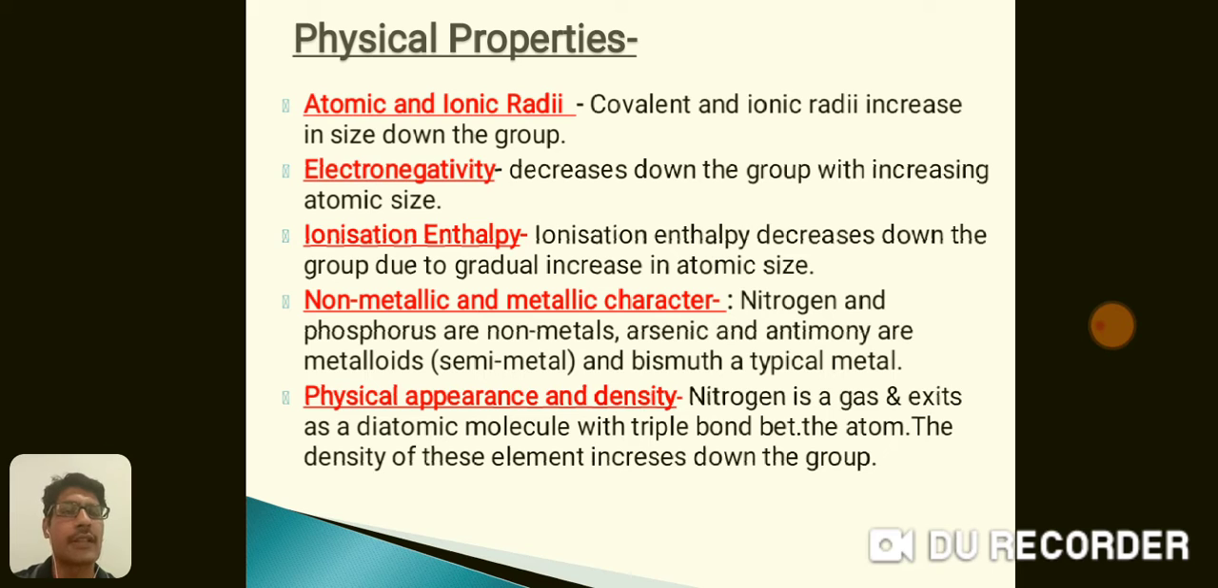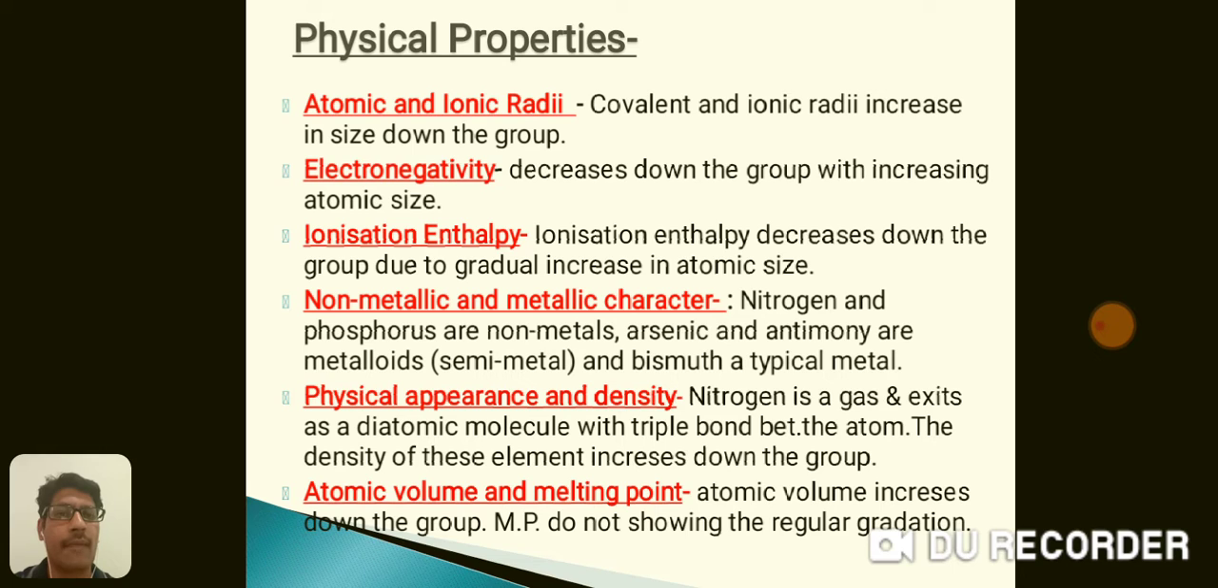Physical appearance and density. Nitrogen is a gas and exists as a diatomic molecule with a triple bond between the two atoms. The density of these elements increases down the group. Atomic volume and melting point. Atomic volume increases down the group, while melting point does not show a regular gradation.